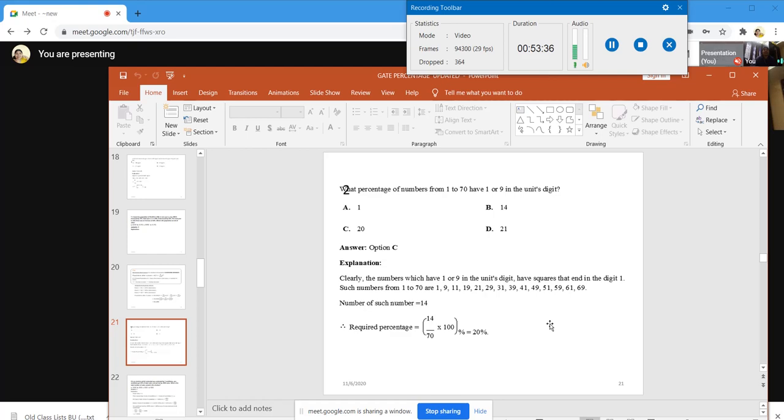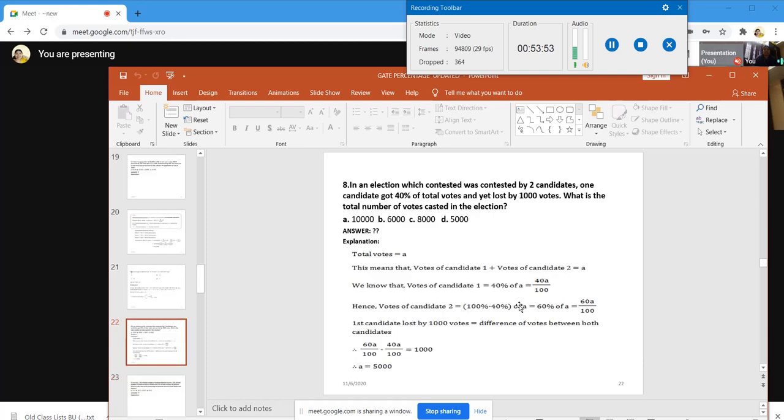So we can find out the percentage. 14 numbers out of 70. So 14 by 70 into 100. So the percentage is 20%. So 20% of the numbers between 1 and 70 have 1 or 9 at the ones digit. Is it clear?